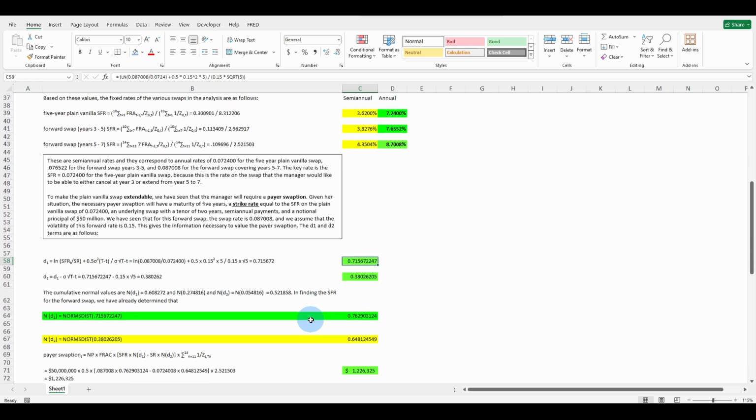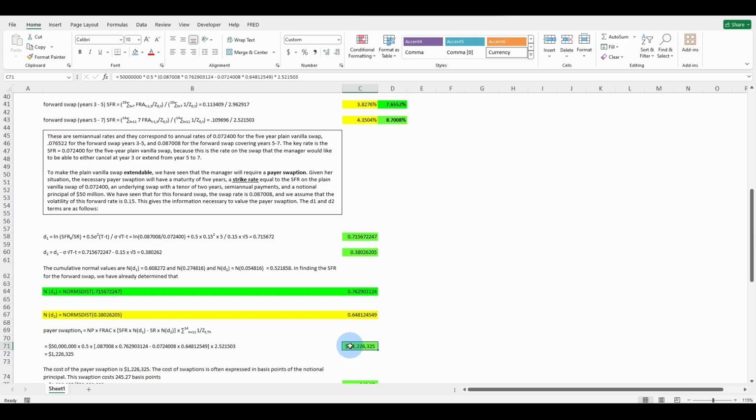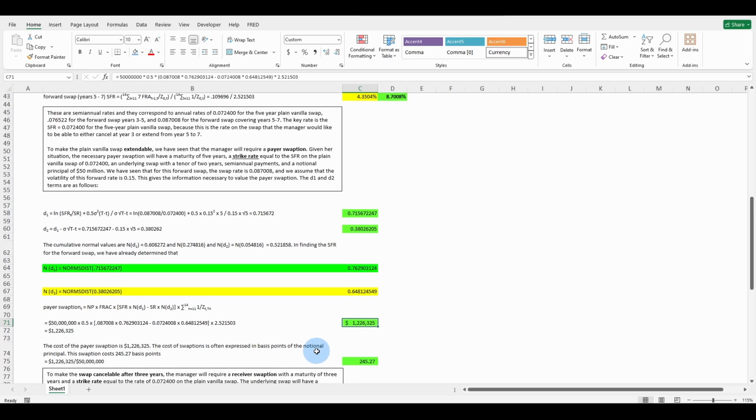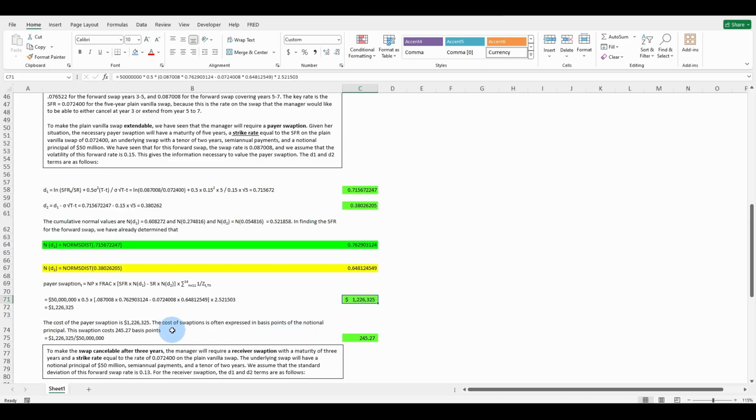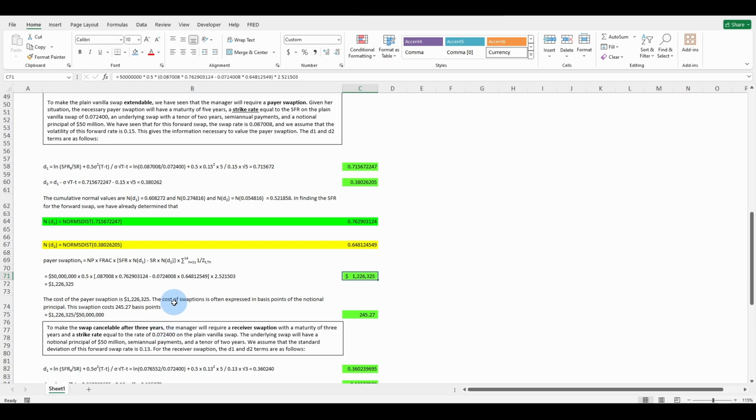Based on this information, we can use the normal distribution, link it to C58, and then we can use that for C60. And then the ultimate result, here's the payer swaption price. The cost of the payer swaption is 1.2 million. The cost of swaptions is often expressed in basis points of the notional principal. So this is 245 basis points.